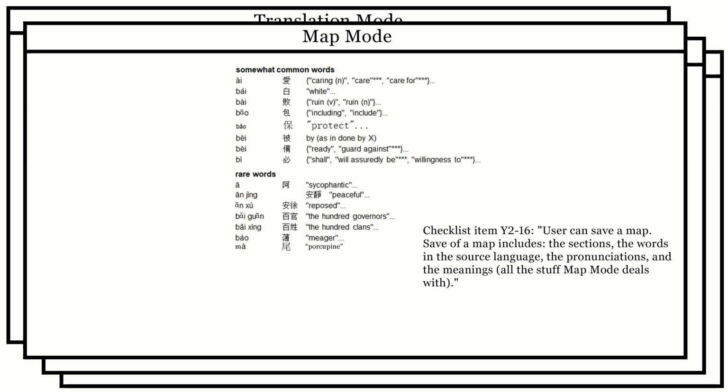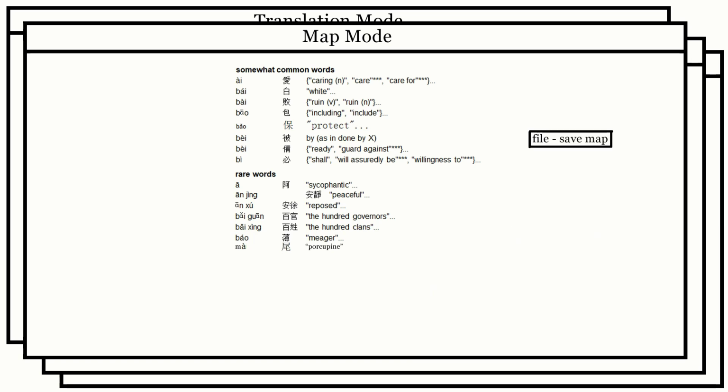Save of a map includes the sections, the words in the source language, the pronunciations, and the meanings. All the stuff that map mode deals with. Alright, we looked at saving in translation mode, and saves in translation mode save all the stuff we deal with in translation mode and pagination mode and video mode. But when you want to save or load a map, we do that from map mode, and saves in map mode include information for all the stuff map mode deals with, and only the stuff of map mode. None of the other modes put their information into map mode saves.